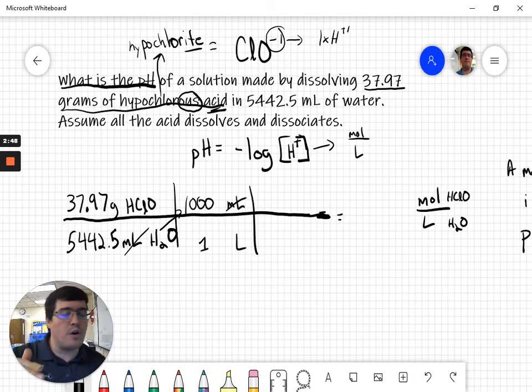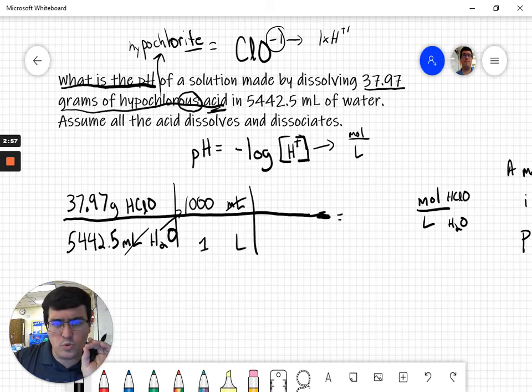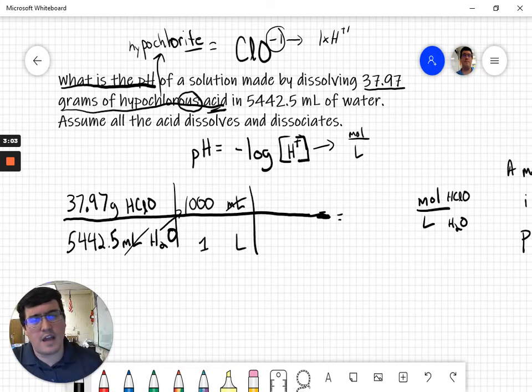So if you had done the decimal moving, you wouldn't have to do this step because yours would already be in liters on the bottom. But you can see how factor label shows you what you need to do to get your answer, right? There's no guesswork about it, no trick to it. Now I've got grams on top. I need moles on top. So I'm going to put grams on the bottom. Grams of hypochlorous acid, right? We're going to go to moles of hypochlorous acid.